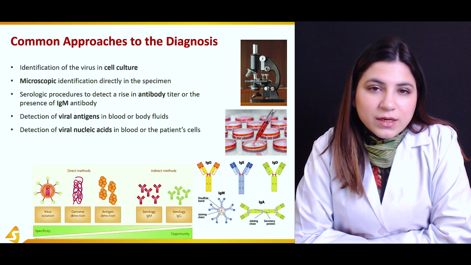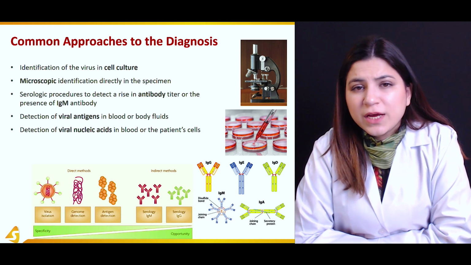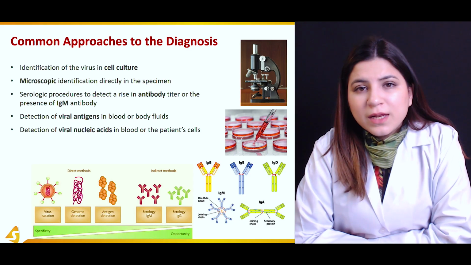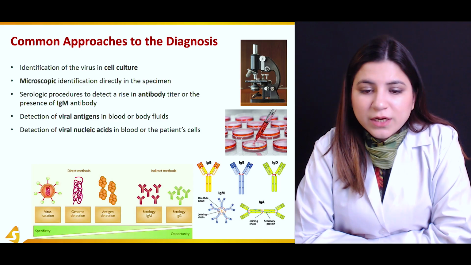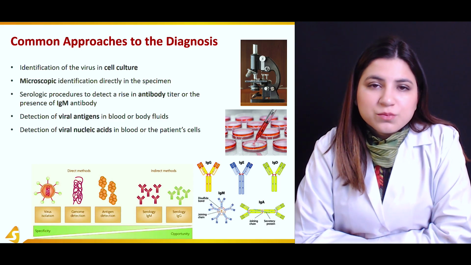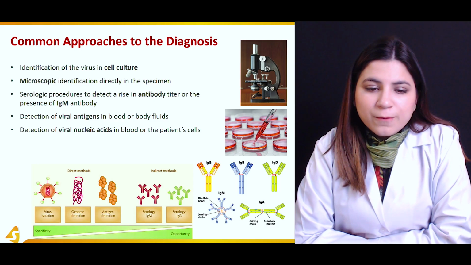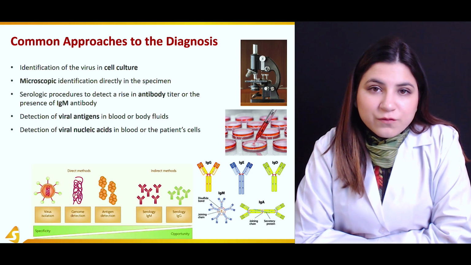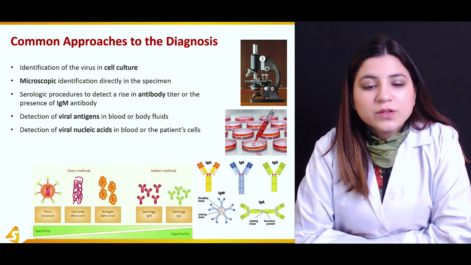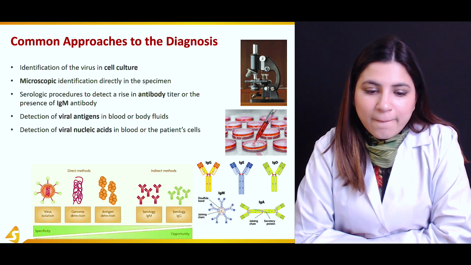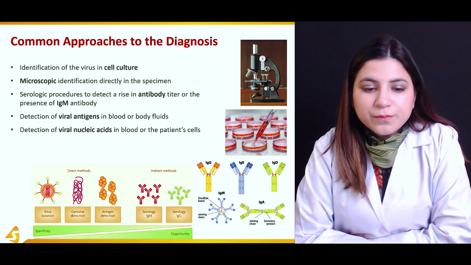And this rise in antibody titer can actually help us identify the type of viral infection that might be present inside your body. Then there is presence of IgM antibody. This is a specific antibody which will be present because of a specific type of viral infection. We'll be discussing that later in this lecture.